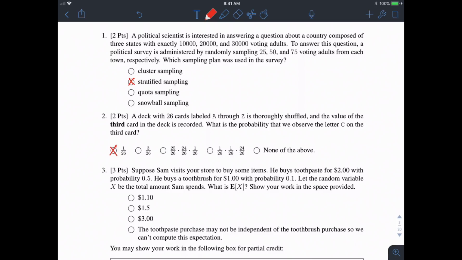Because the probability that a C ends up in any one of the 26 positions is equally likely, right? The probability that we have a C in the 10th spot is the same as the probability we have a C in the 26th spot, is the same as the probability we have a C in the 3rd spot. They're all equally likely, and they're all 1 in 26.